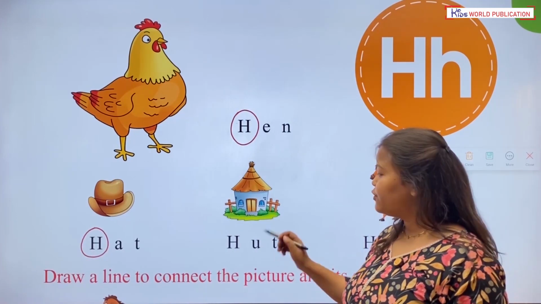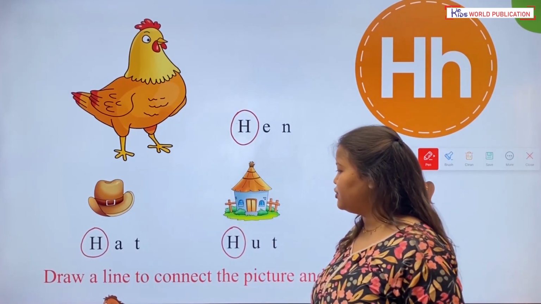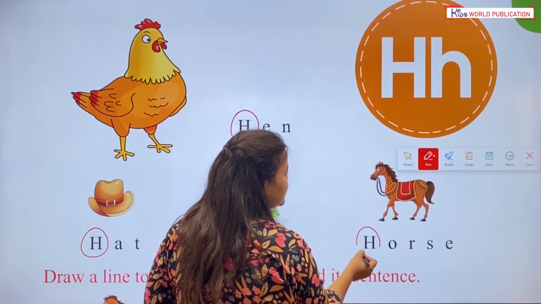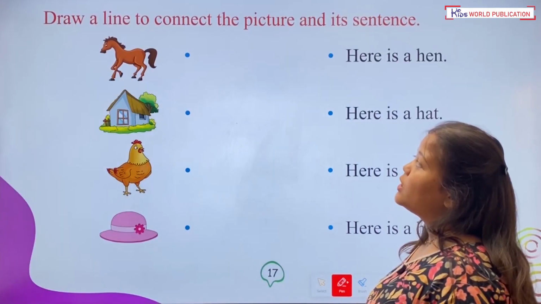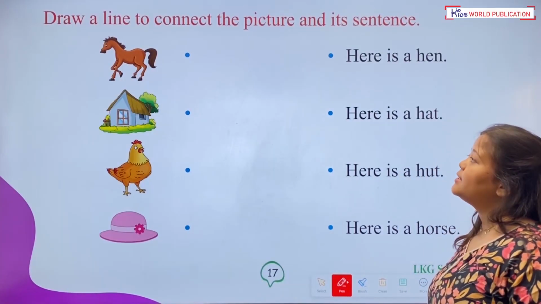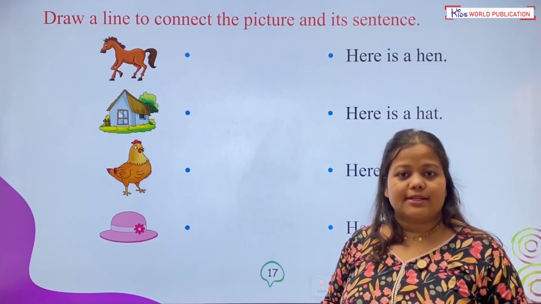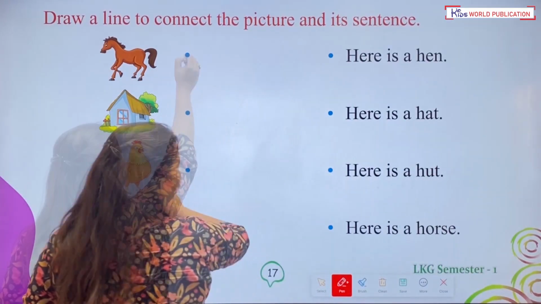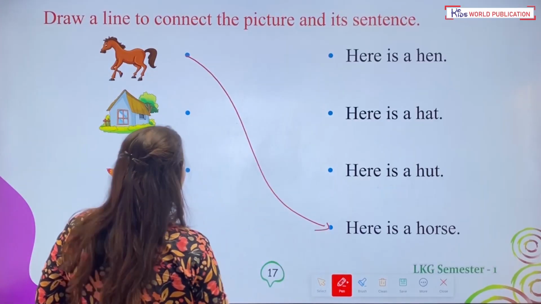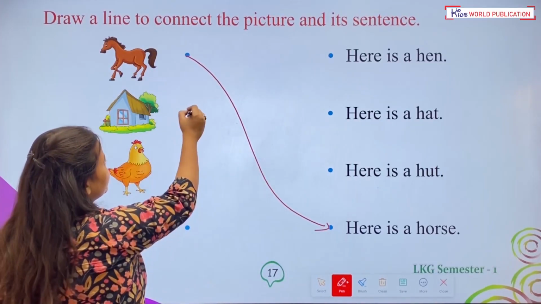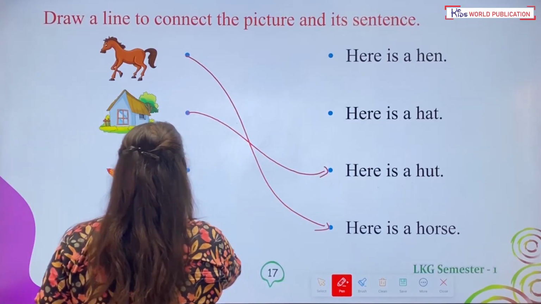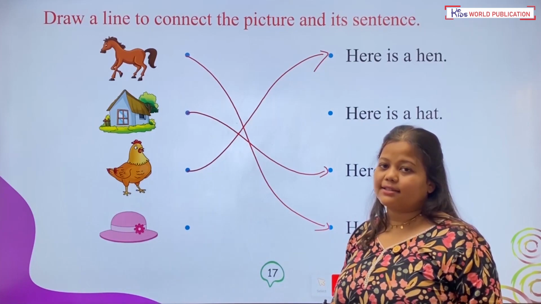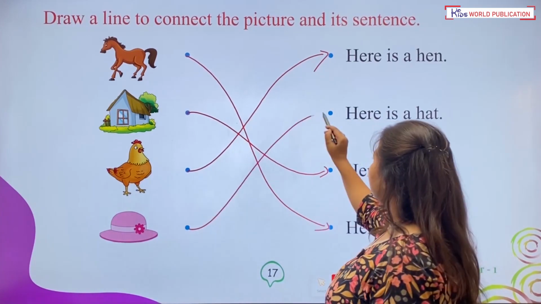H-U-T. Hut. Draw the circle around the letter H. H-O-R-S-E. Draw the circle around the letter H. Draw a line to connect the picture and its sentence. So kids, let's connect the picture to its relatable sentences. Horse. Here is a horse. Hut. Here is a hut. Hen. Here is a hen. Hat. Here is a hat.